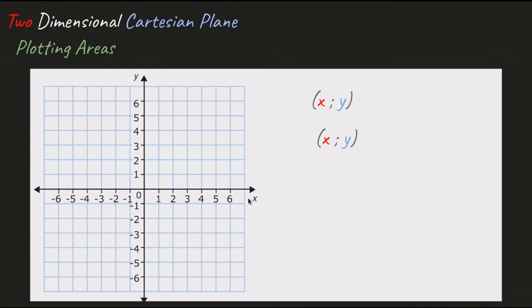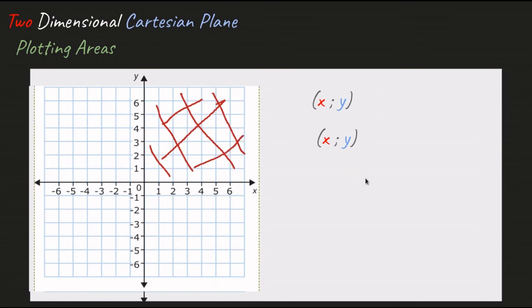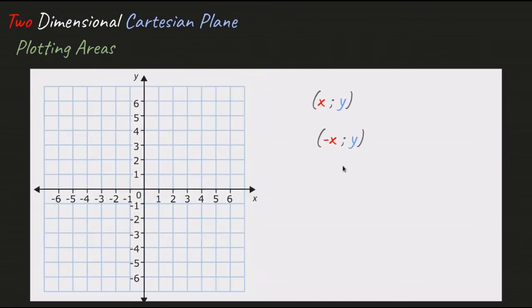So we know x is positive over here and y is positive over there. The intersection of x and y, very, very important, is the area in which x is positive and y is positive, and that is what we call quadrant 1. X positive, y positive.